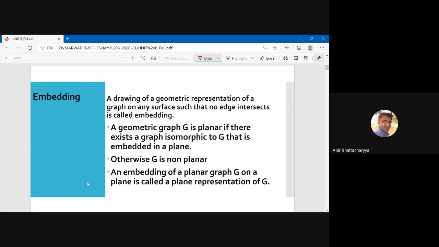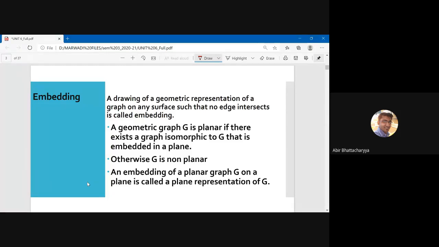Now what is called an embedding? A drawing, a geometric representation of a graph on any surface, such that no edge intersection is there. Okay, it's called the embedding.